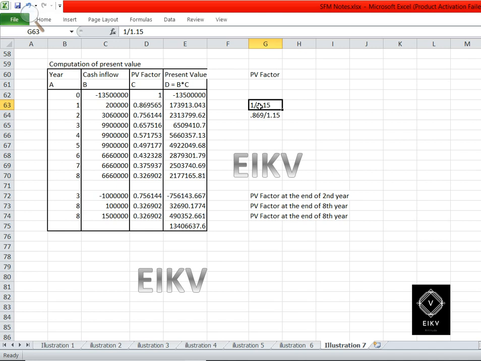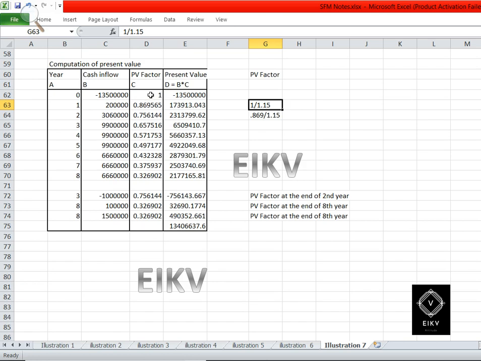So the computation is 1 divided by 1.15, where 15% is the cost of capital. When we divide 1 by 1.15, we will get a PV factor of 0.869, and for the second year we need to divide 0.869, which is the present value factor at the end of the first year, by 1.15. Okay, so we will get the PV factor for the end of the second year, which is 0.7561, and so on. You have to do it till the 8th year. So we will get all the PV factors, and for the computation of present value, we need to multiply the PV factor with the cash flow.